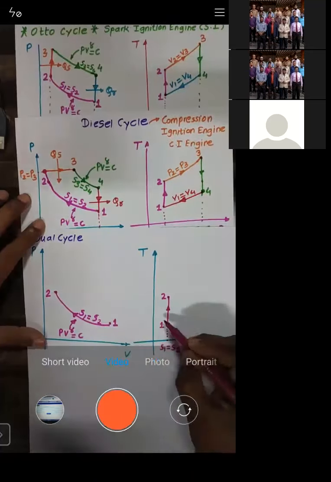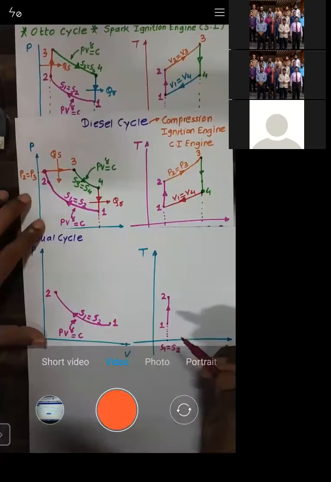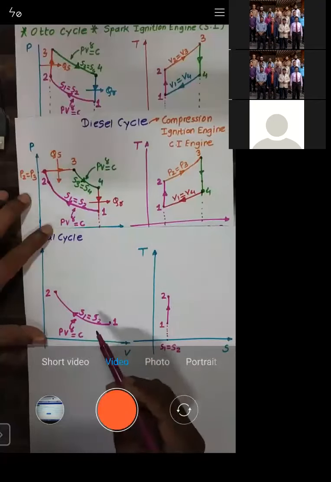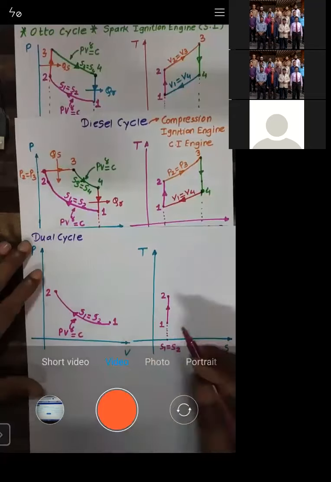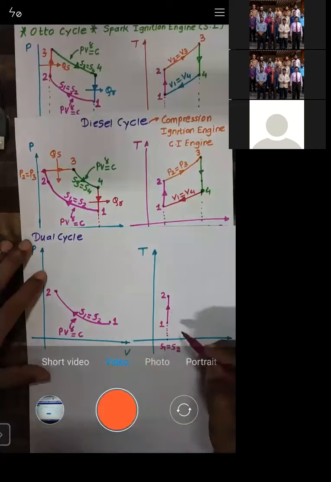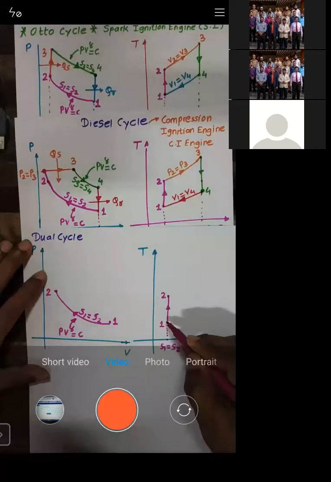Now the reason why you have moved in a vertically upward direction is that the process 1 to 2 is compression. So 1 to 2 is a compression. Whenever there is a compression, obviously the temperature will increase. So that is the reason why I am moving upward from point number 1.